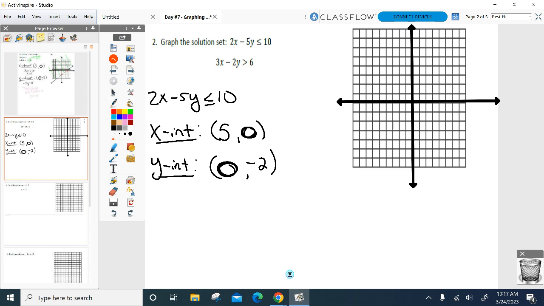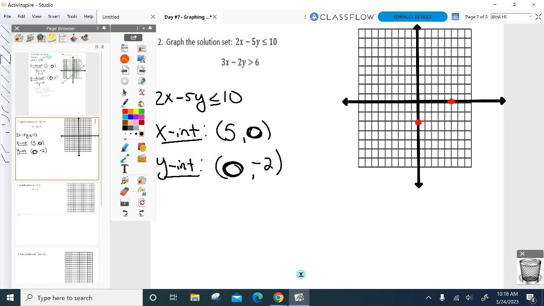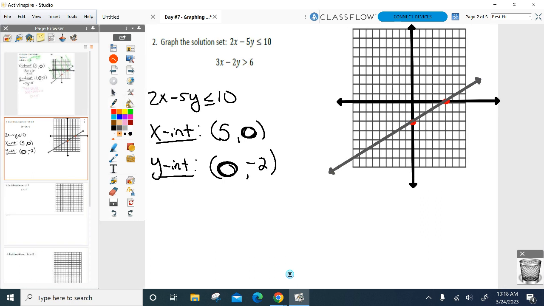So graph my points. 1, 2, 3, 4, 5. -2. Graph them. Solid. You guys go ahead and graph that. Don't want to get ahead of myself.